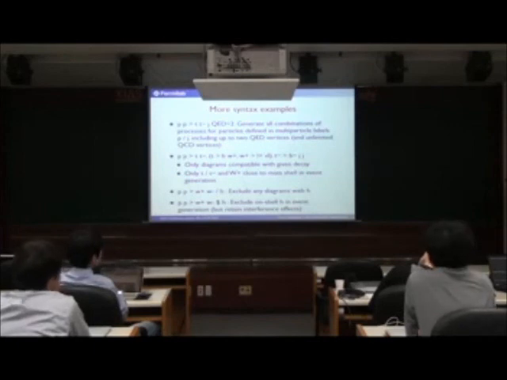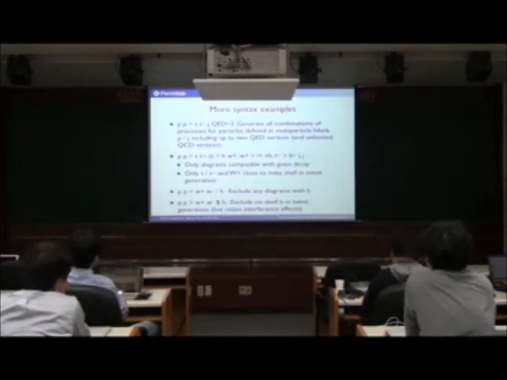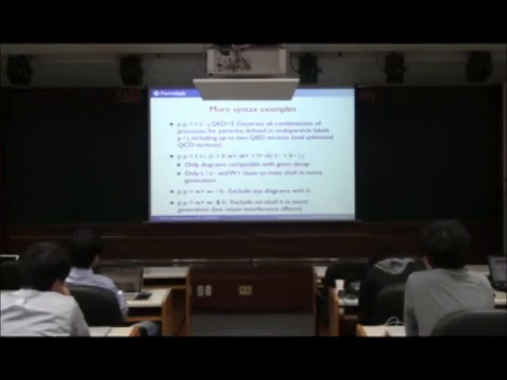You can do a forward dash like this and put the particle afterwards, and this means you exclude any diagrams with that type of particle as an intermediate set. So in this case, W plus W minus can come from the Higgs, but here we exclude the Higgs, so we won't get those diagrams at all.